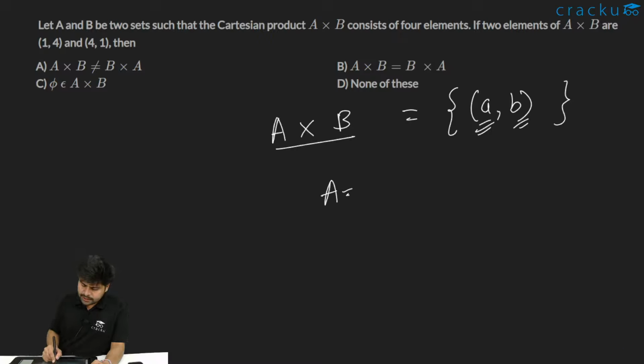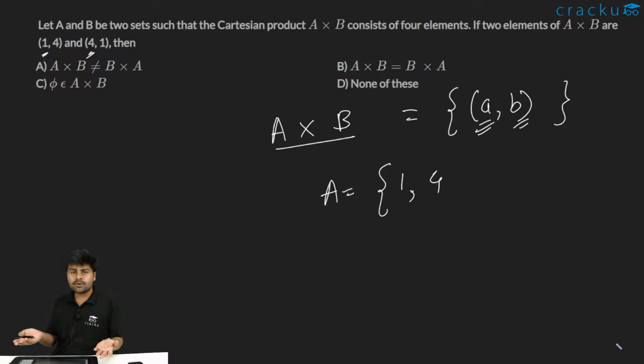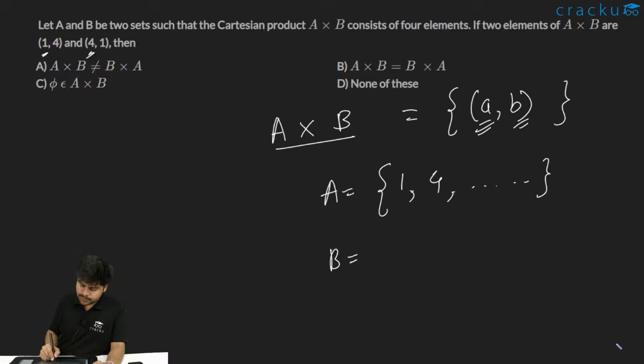So the first elements in the two given pairs are 1 and 4. So A must have 1 and 4. Otherwise, where did these 1 and 4 come from? The first terms in each of these pairs have to come from the set A. There might be some other terms, we don't know, but 1 and 4 are definitely there. Similarly, the second terms are 4 and 1, so 1 and 4 are definitely there in B. We don't know about other terms.